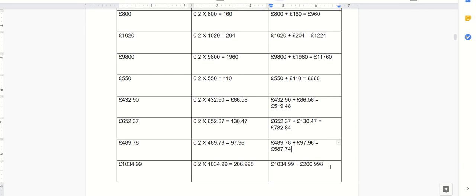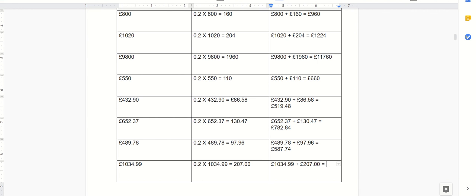587.74. And this final one here, again, 0.2 multiplied by 1034.99 is 206.998. If we round up there, we get 100, so it's actually 207. So rounding up that decimal, it actually takes us to the full number there, because if that's rounded up, we get 100, which is a full whole pound, sorry. So again, round that up to 207.